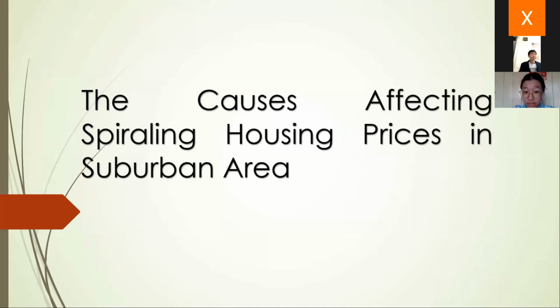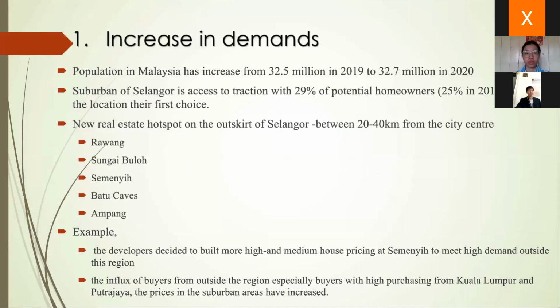Today, I'm going to discuss the causes affecting spiraling housing prices in suburban areas. One of the causes is the increase in demand. As you can see on the slide, the population in Malaysia has increased from 32.5 million in 2019 to 32.7 million in 2020. With the increase of population growth, people's demand for houses increases.